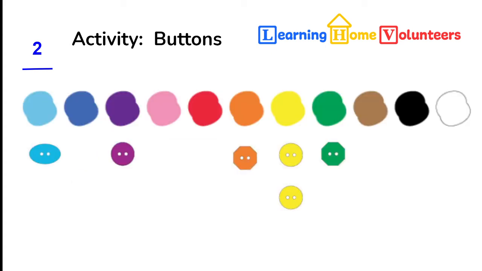Using the color strip, you can sort your buttons by color. I see I have one sky blue button, one purple button, one orange button, two yellow buttons, and one green. I also have 0 buttons for blue, pink, red, brown, black, and white. 0 is a great concept to point out to your child.